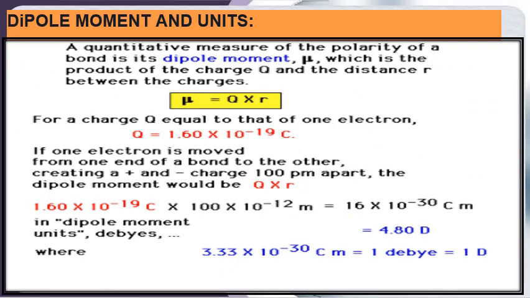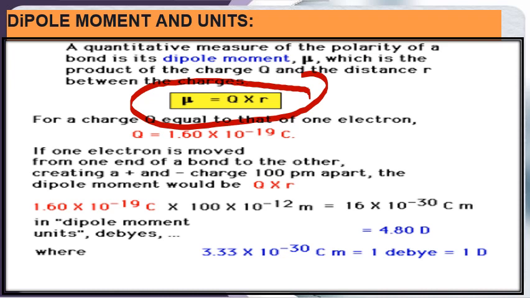Now here the dipole moment and its units are given. The quantitative measure of the polarity of a bond is called dipole moment, which is represented by mu. Mu is equal to Q into R. It is the product of the charge of an electron, a unit charge, and the distance between the two bonded atoms, or the distance between the two charges. So you can calculate it. Two of the units given for dipole moment are coulomb meters and debye. Coulomb meter is the smaller unit while debye is the larger unit.